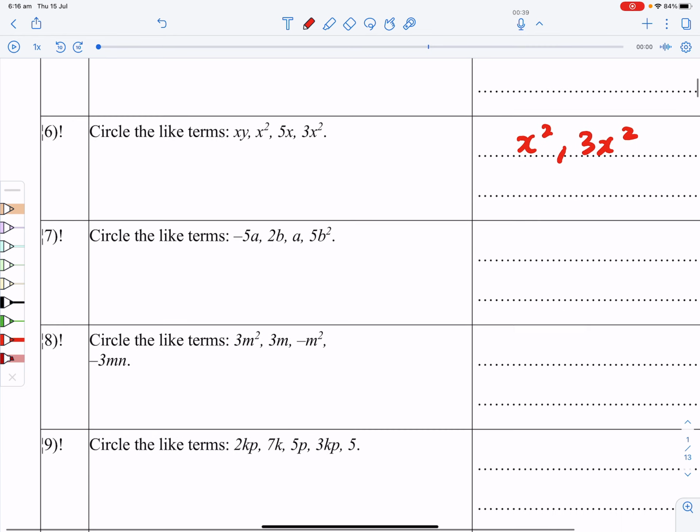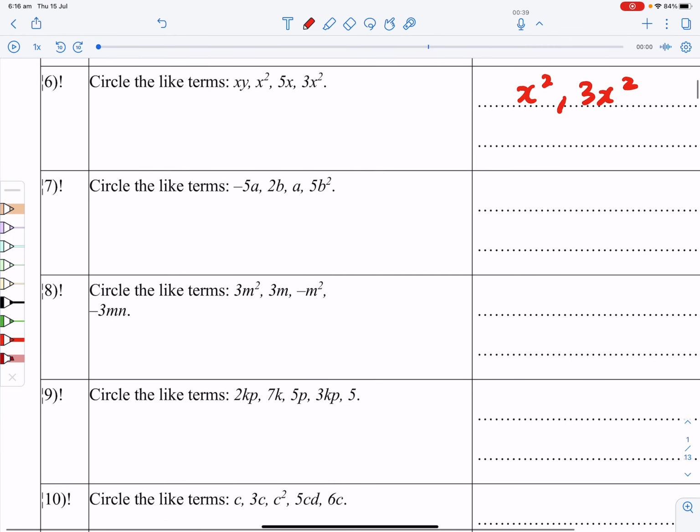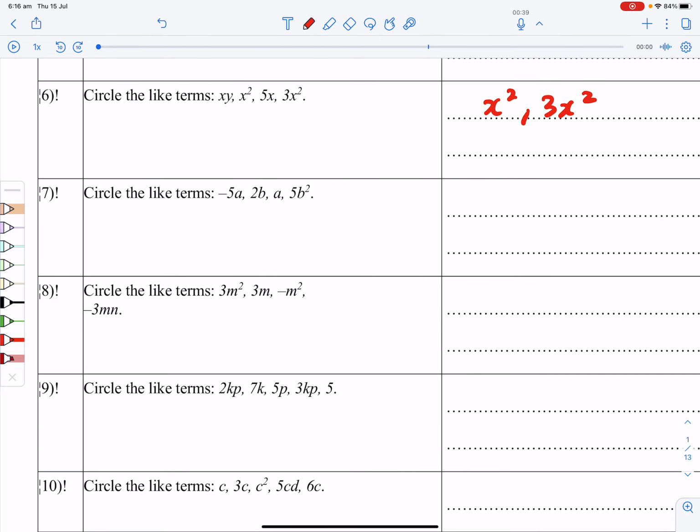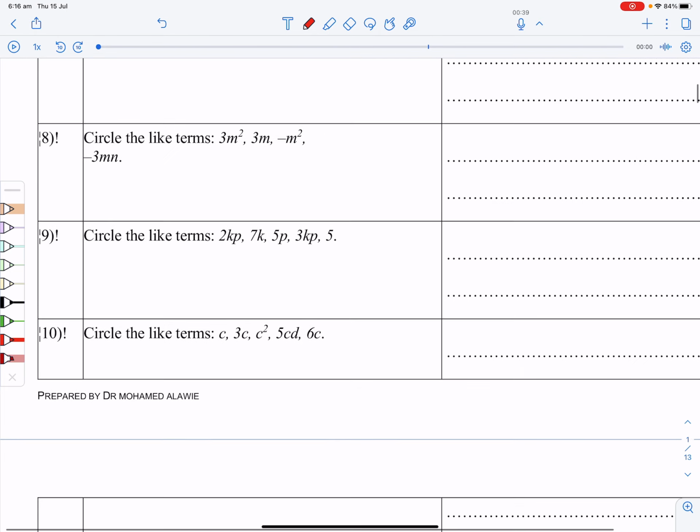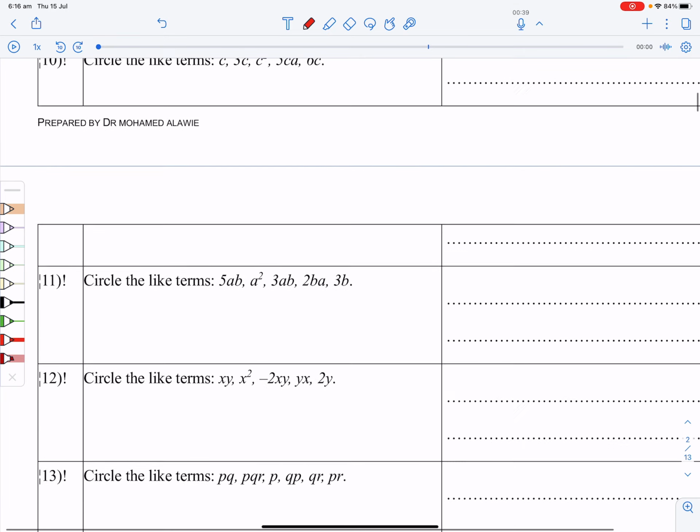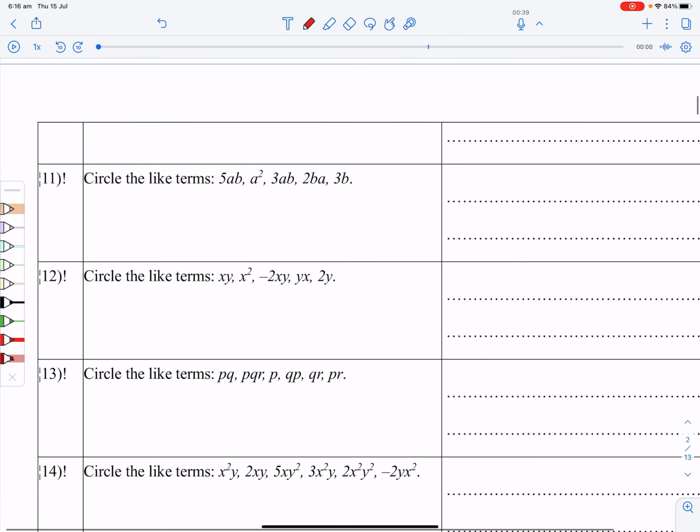Excellent. Moving right along now to question 7. Circle the like terms. It's going to be the minus 5a and the a. All right, I think we can skip a few now. Let's go to question 11.